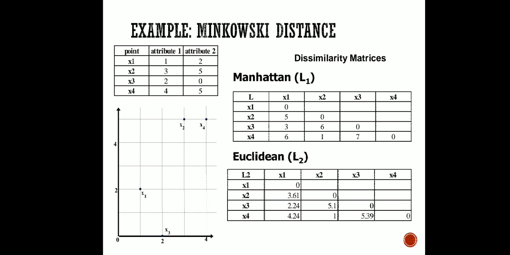Similarly, the rest will work. If we find the Euclidean distance, it will be 3 minus 1 whole square plus 5 minus 2 whole square, and the square root of it. So it will be 3.61. You may try it at home. You may take a calculator and verify whether the values present here are correct or not. Fine. So in this fashion you can see the total matrix.